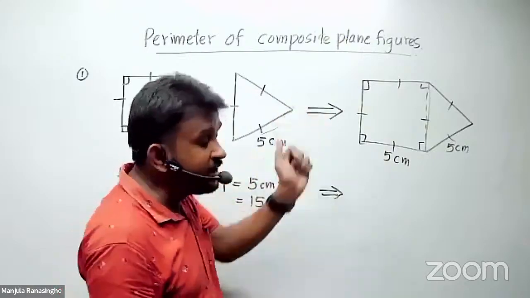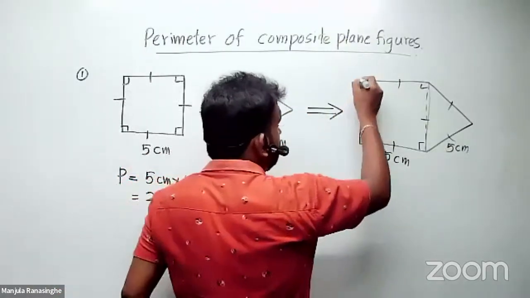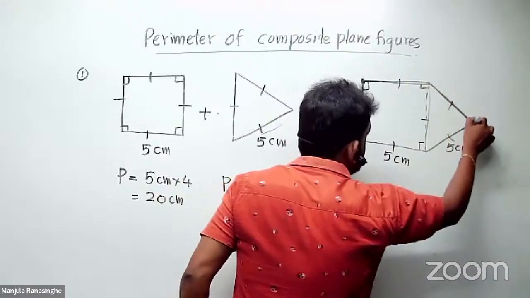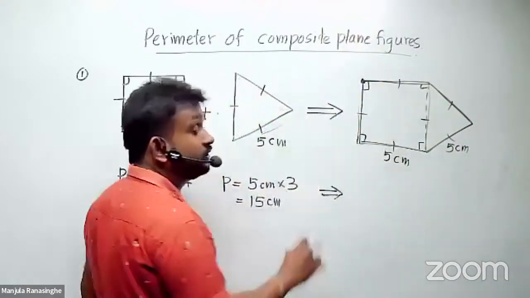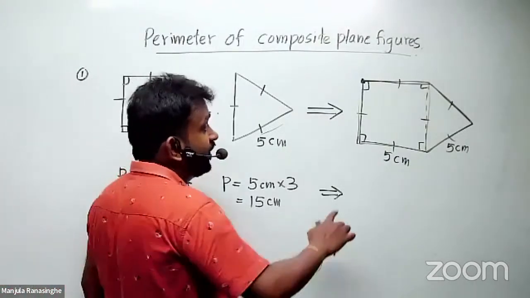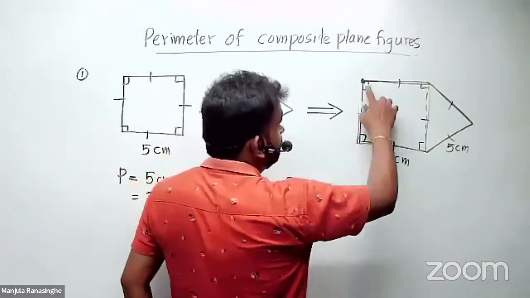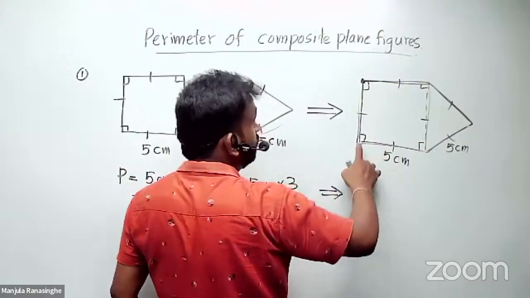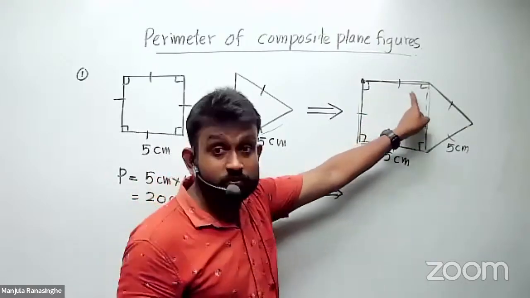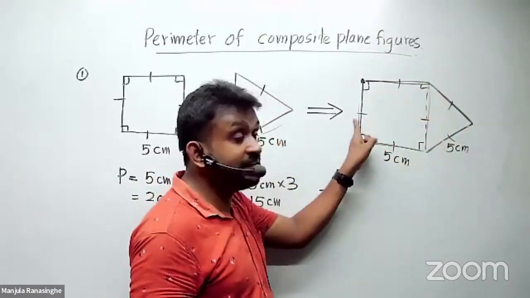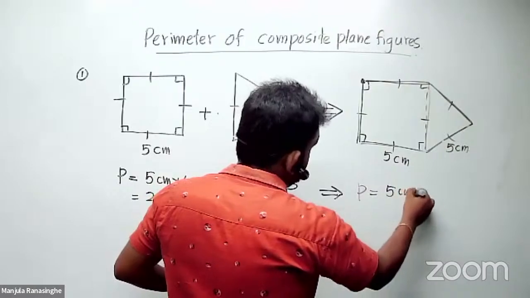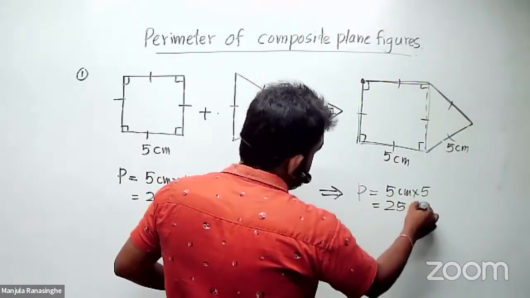This is where mistakes happen. Even for a composite plane figure, to find the perimeter, starting at a point, you add all the outer length. What is the exact wording? All the outer length, the external length. You are not adding the inside length. So how many similar sides are taken? One, two, three, four, five. All are equal in length, each 5 centimeter. So the perimeter is 5 centimeter into 5, which gives 25 centimeter.